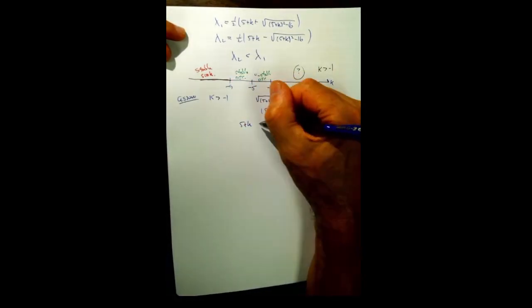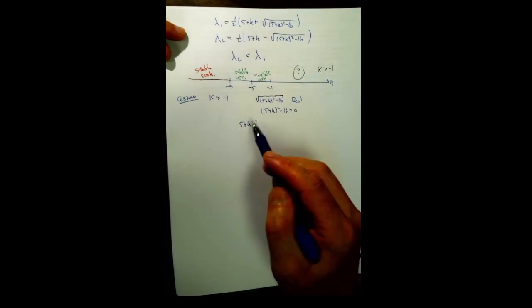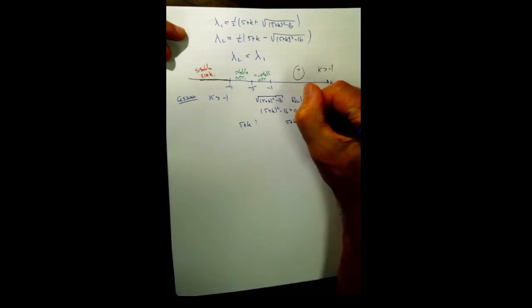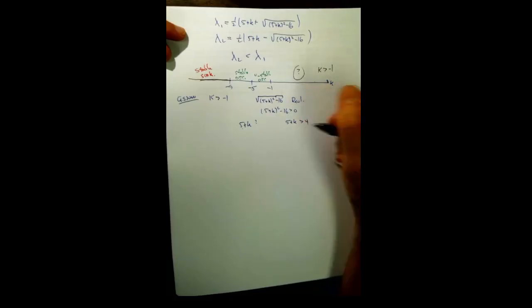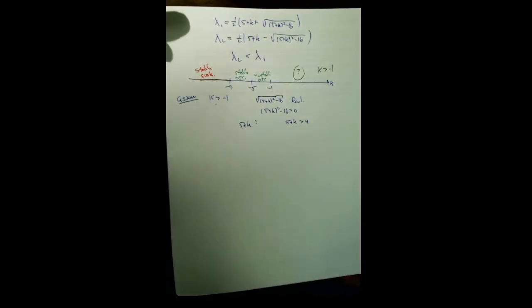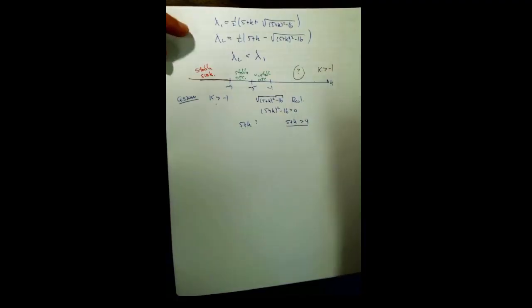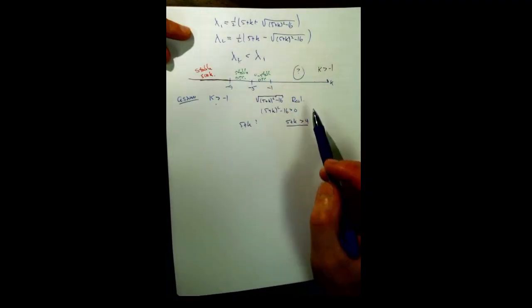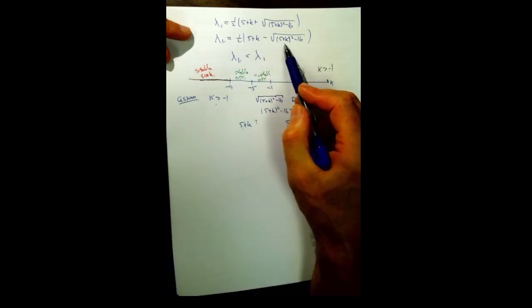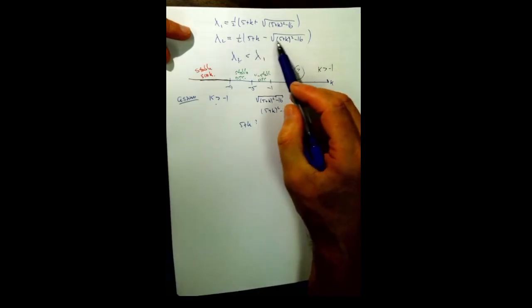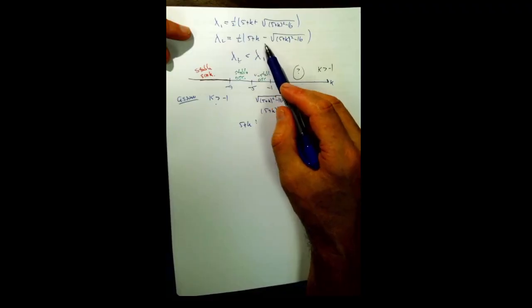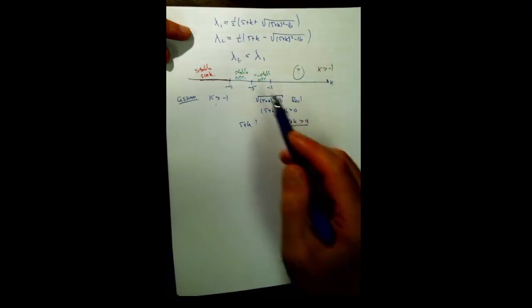What do I know about 5 plus k? Well, if k is greater than minus 1, the smallest this can be is 4. So 5 plus k has to be greater than 4, right? And that's consistent with that. So that means my 5 plus k is positive. And I'm going to, again, for the same reasoning before, subtract something whose absolute value is smaller than 5 plus k. So I think lambda 2 is going to be positive.